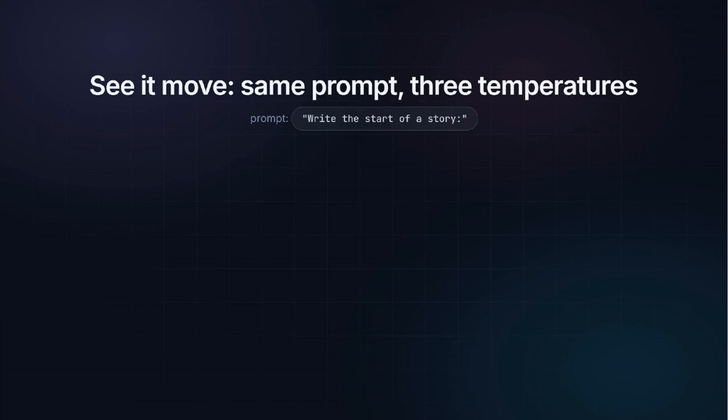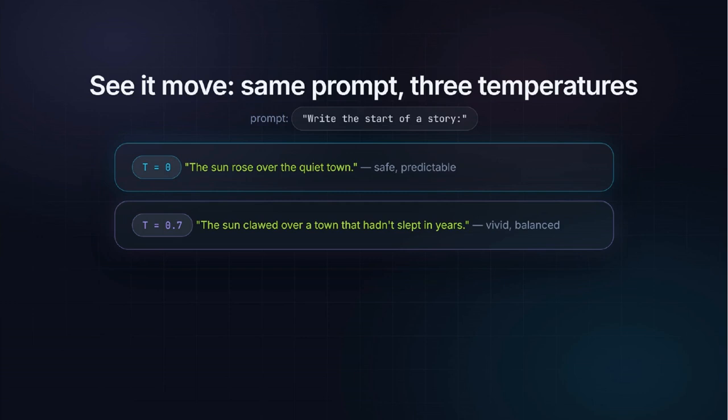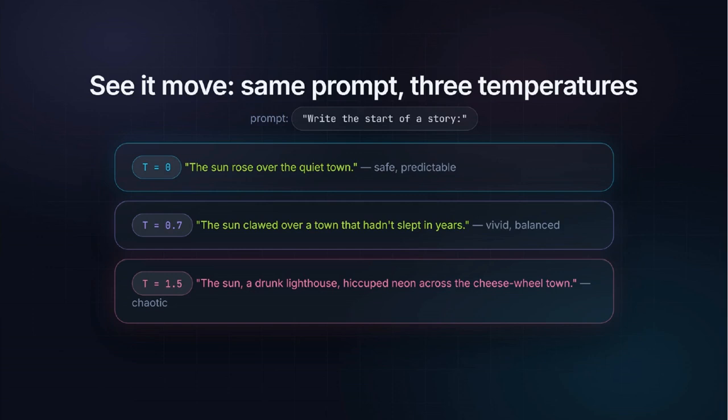Watch it move on a real prompt: write the start of a story. At temperature 0, greedy. The safest opening: the sun rose over the quiet town. At 0.7, the sweet spot: the sun crept over a town that hadn't slept in years. Vivid, still coherent. At 1.5: the sun, a drunk lighthouse, hiccup neon across the cheese wheel town. Chaotic. And there's the cheese wheel from our hook.